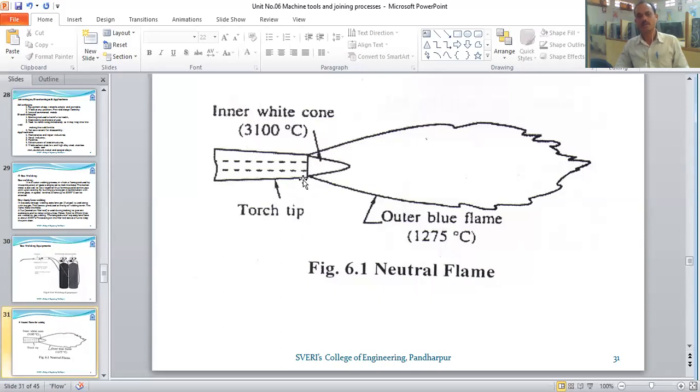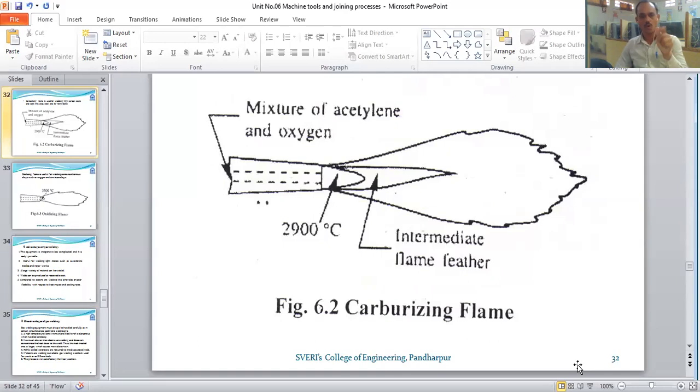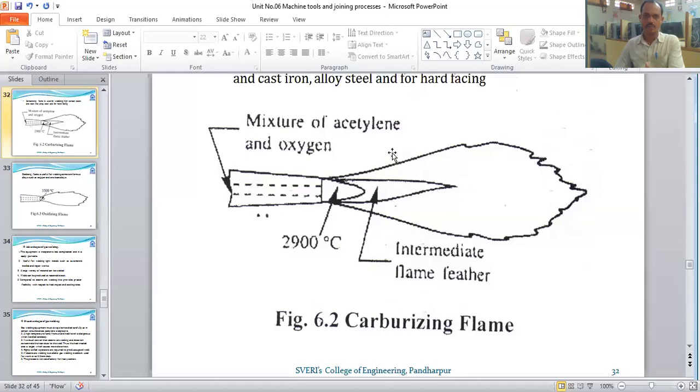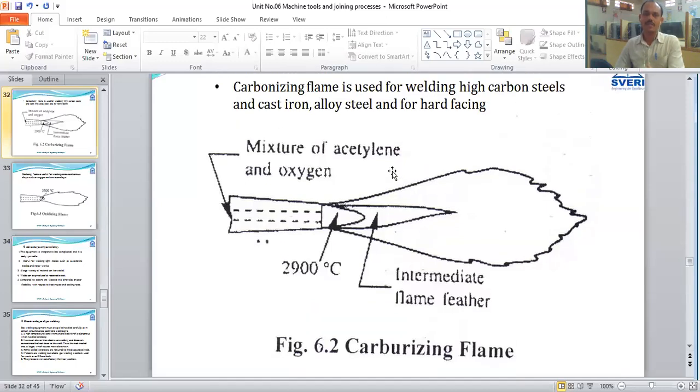Yes, sir. So this one is the natural flame, and after that the operator can adjust the flow by using those knobs, or the valves. So this one is the carburizing flame. Carburizing flame means it is the mixture of acetylene and oxygen, but the content of acetylene is more as compared to the oxygen. The carburizing flame is used for welding high carbon steels. High carbon steels means the hardness of these steels is high.